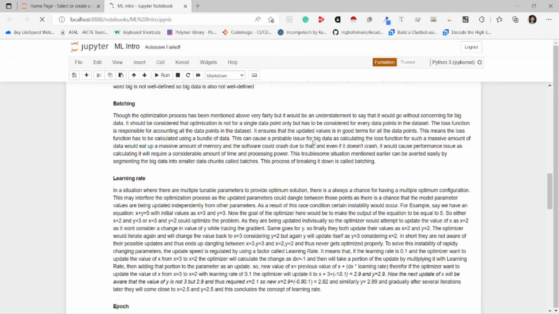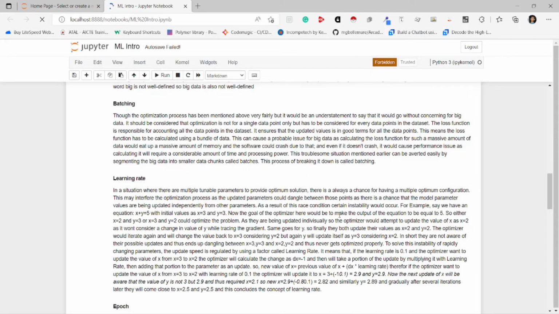Learning rate. In a situation where there are multiple tunable parameters to provide an optimum solution, there is always a chance of having multiple optimum configurations. This may interfere with the optimization process, as the updated parameters could dangle between those points, as there is a chance that the model parameter values are being updated independently from other parameters. As a result of this race condition, certain instability could occur.